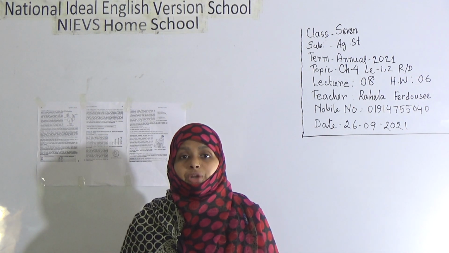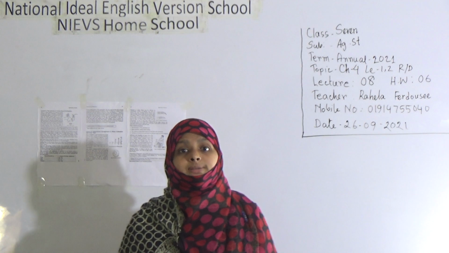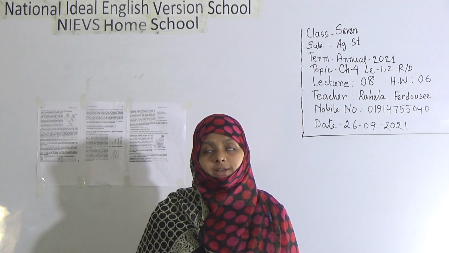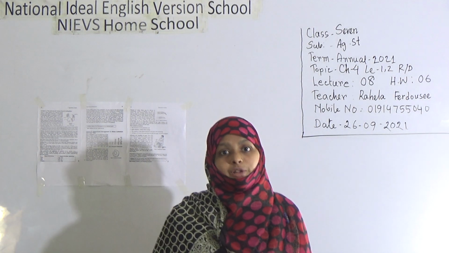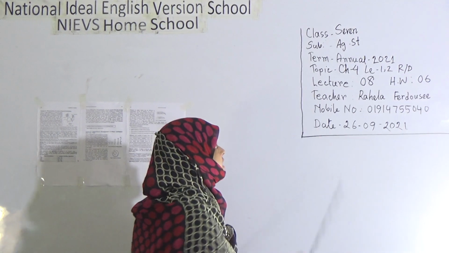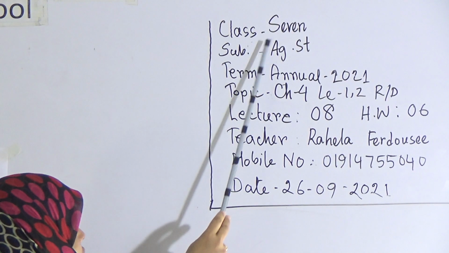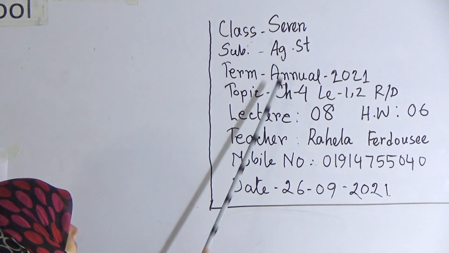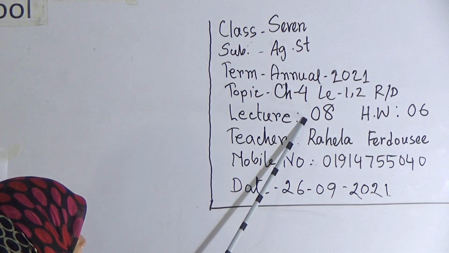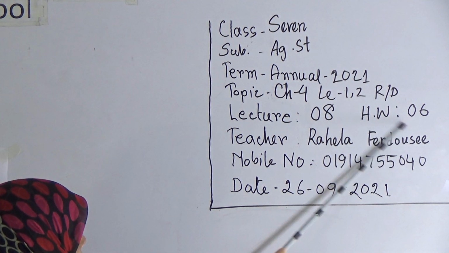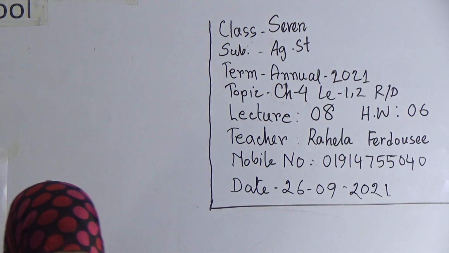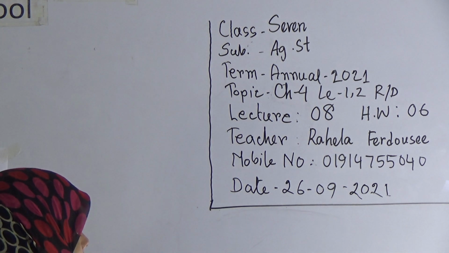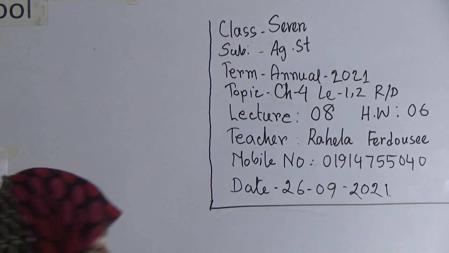My dear students, today we are going to discuss a class on chapter 5 with the students of class 7. Our today's subject is Agriculture Studies. I am repeating, today we are going to have a class with the students of class 7 and our today's subject is Agriculture Studies. Today our lecture number is 8 and HW number is 6. Today we will discuss chapter 5, lesson 1 to reading done.